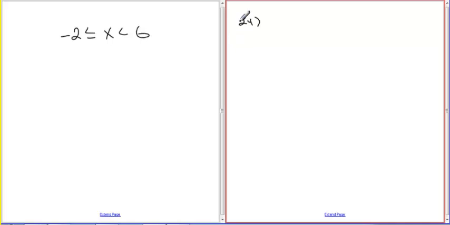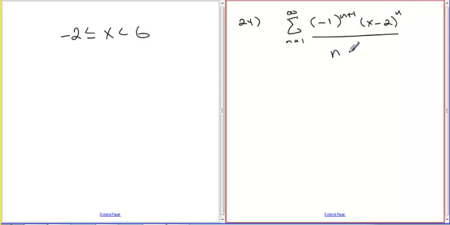So it looks kind of similar to what we've been doing, except it starts off as an alternating series. The one we just did was not an alternating series to start with. I'm just going to pause for just a second. Okay, so we're going to do 24.